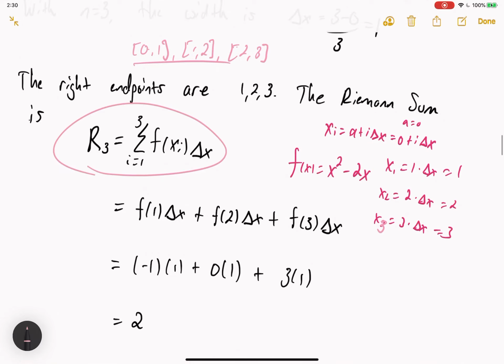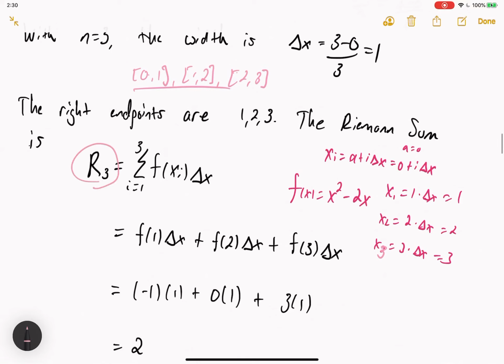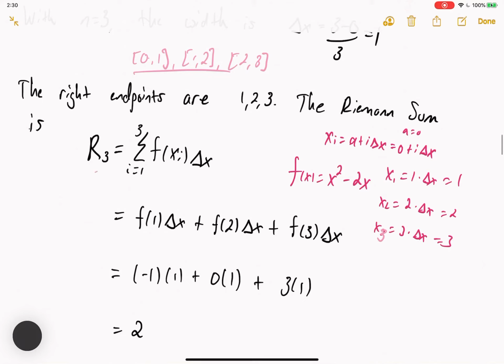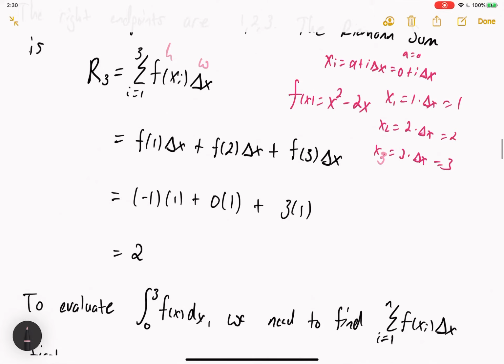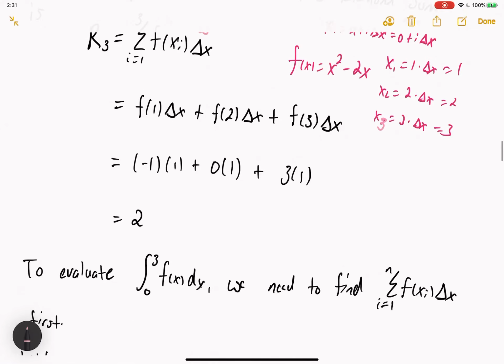So the sum of the area of the rectangles with the right endpoints of 3 rectangles is just going to be the sum from i equals 1 to 3 of f of x_i delta x. Remember that this is the height, and this is our width. So it would just be f of 1 times delta x plus f of 2 delta x plus f of 3 delta x. Those x_i's are sample points. So those are where we're going to be choosing the height, so we plug them into the function.